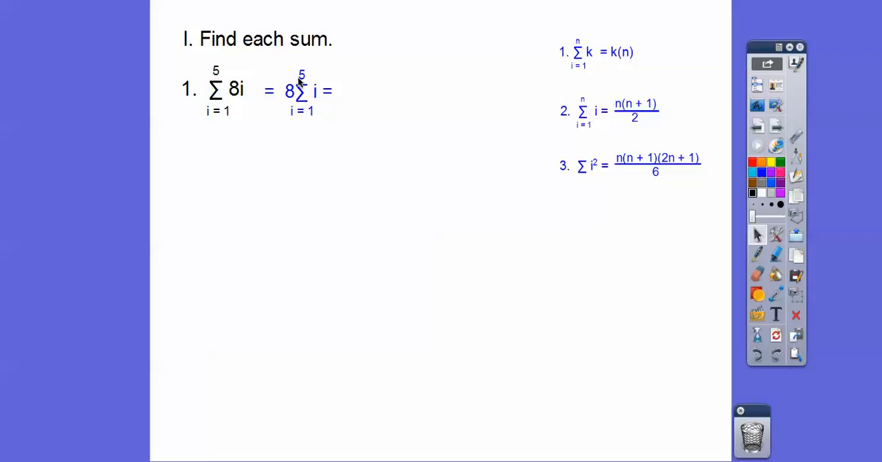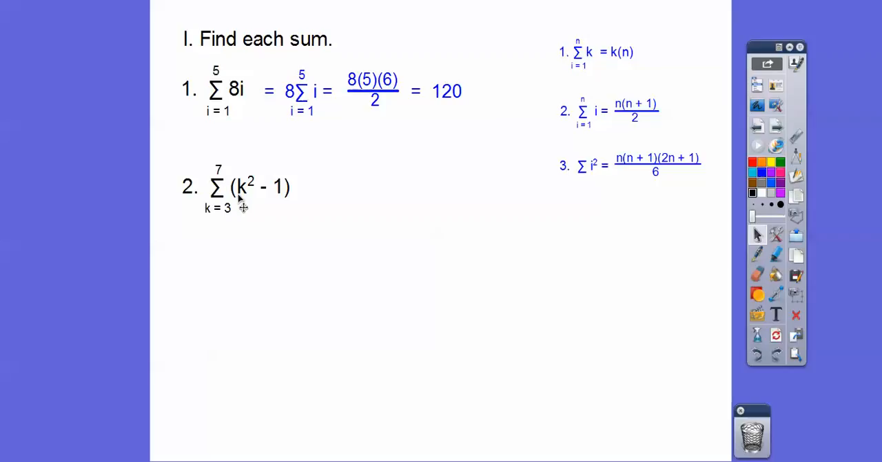Here, n is 5. So it's going to be 8 times, and we're going to plug in 5 right here, 5 plus 1 is 6, all over 2, and don't forget, it's 8 times that, okay? So there's the 8, there's the n, which is my top number, here's n plus 1, and when you crank it all out, you should get 120. All right, try this guy.